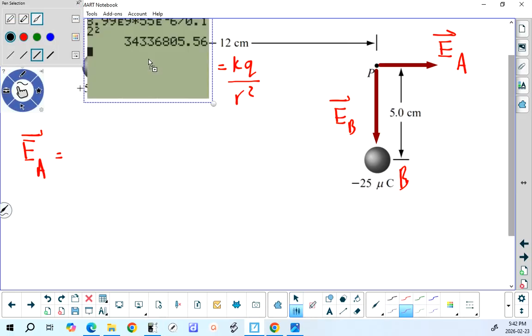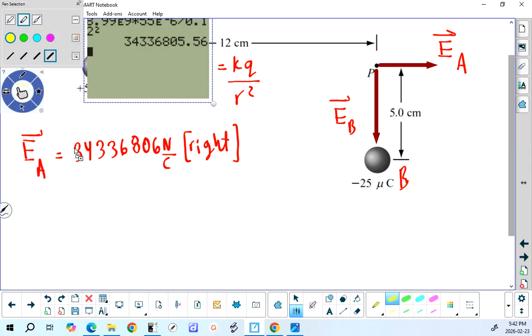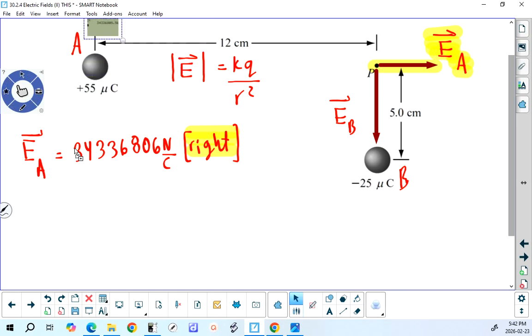Let me write that down. I get 34336.806 newtons per coulomb, and this is right. The reason why it is right is because the electric field strength due to A at point P is to the right. Why is it to the right? Well, because A is positive and point P is on the right side of that, so an imaginary positive test charge will be forced away from A, which is to the right.